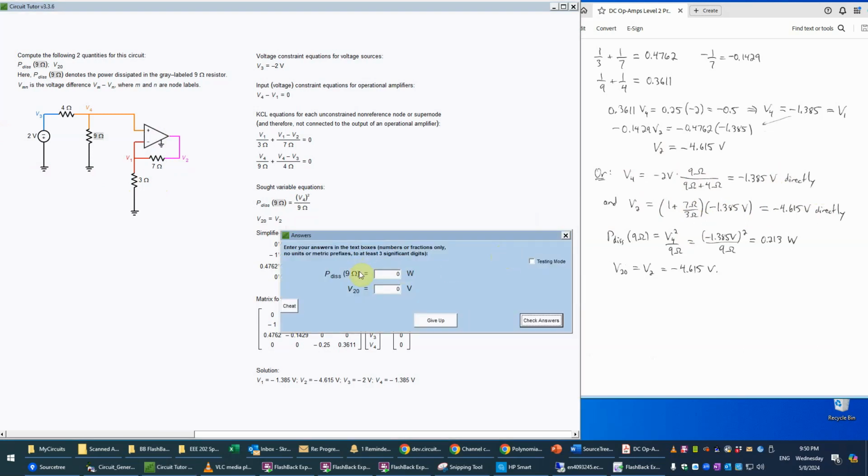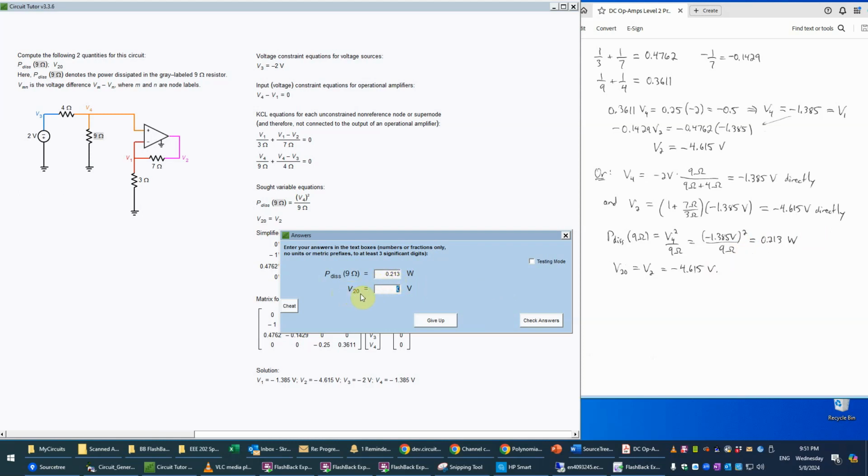Okay, so now for the sought variables, for the power dissipated in the 9 ohm, again, that's just V4 squared over 9, which I rewrote from our equation here. And then we just put in the value of V4, which was this 1.385, and square that, divide by 9, sign doesn't matter, and that's going to be 0.213 watts. And again, always check it to make sure it looks reasonable, but it does. And remember that the power dissipated in a resistor is always positive, right? It couldn't possibly be negative because of the nature of the formula. So if you're getting a negative value, then you know right away that that's incorrect.